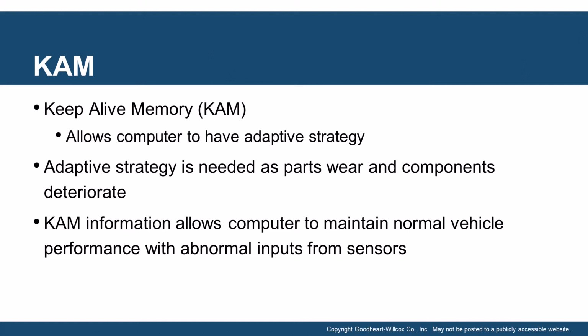It's needed also as well for parts that wear on the car. We have to adapt for known worn parts. As parts wear down, we can adapt for fuel mixtures and air leakages that are actually occurring as things deteriorate up into the point that they might need replacement. CAM information allows the computer to maintain normal vehicle performance with abnormal inputs from sensors. And that is critical so that vehicles don't totally fail on us.